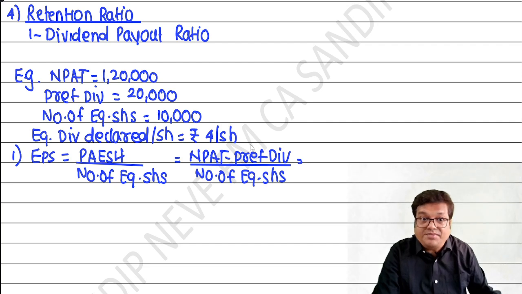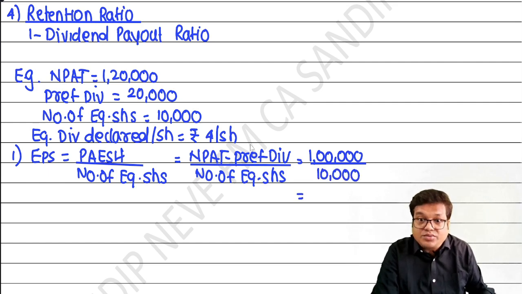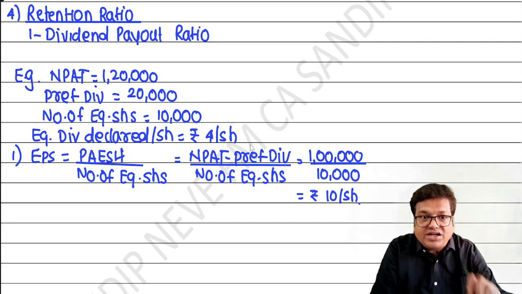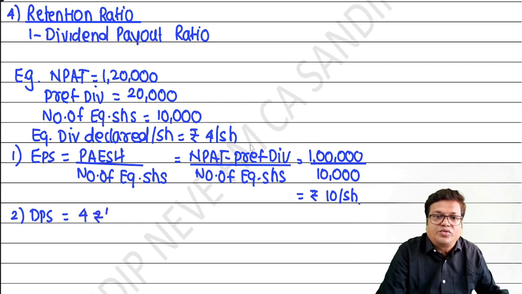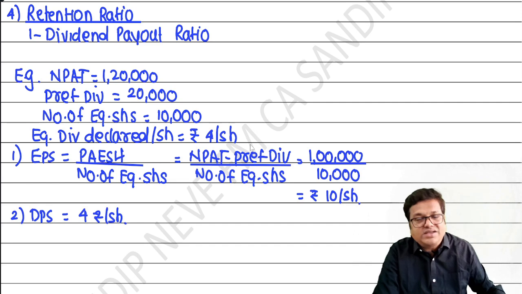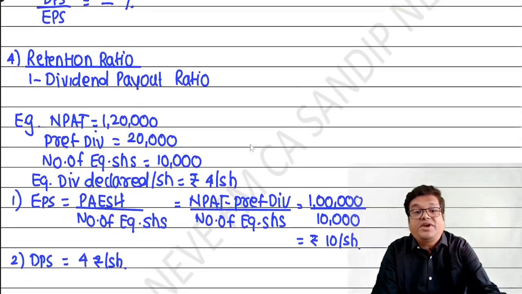So now you know it. NPAT is 1,20,000 minus preference dividend of 20,000. So this would be 1 lakh, and 1 lakh divided by number of shares 10,000. So it is going to come to how much? It will come to rupees 10 per share. This is earning per share. See, the second one I am not calculating because it is given in the question. Dividend per share is 4 rupees per share.